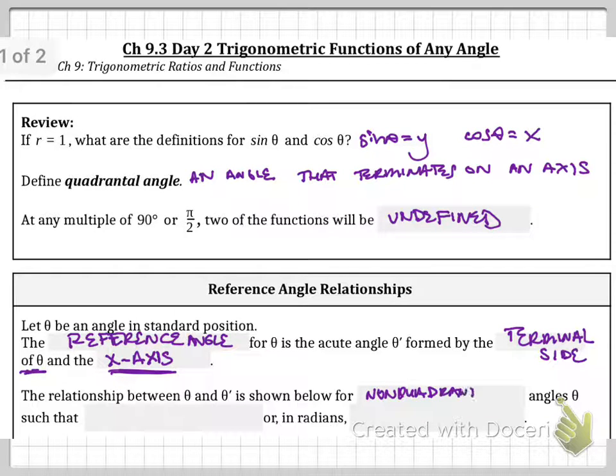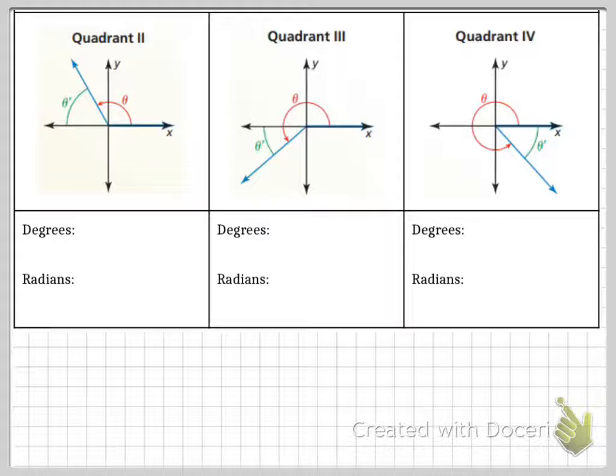So before we worked on quadrantal angles, where it stops on an axis. Now these are non-quadrantal angles theta, such that theta is between 90 degrees and 360 degrees, or in radians, theta is between pi over 2 and 2 pi. So here's quadrant 2. I'm going to show you the formulas for these, but really after a while, you're just going to be able to look at it and say, oh yeah, I'm just trying to figure out how far I am from the x-axis, and you don't have to worry about these formulas. For those of you that really like formulas and memorizing, then maybe that's what you might do.